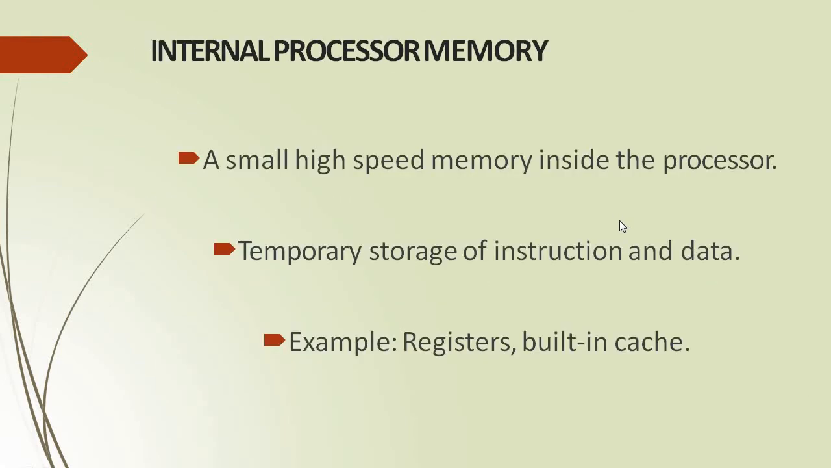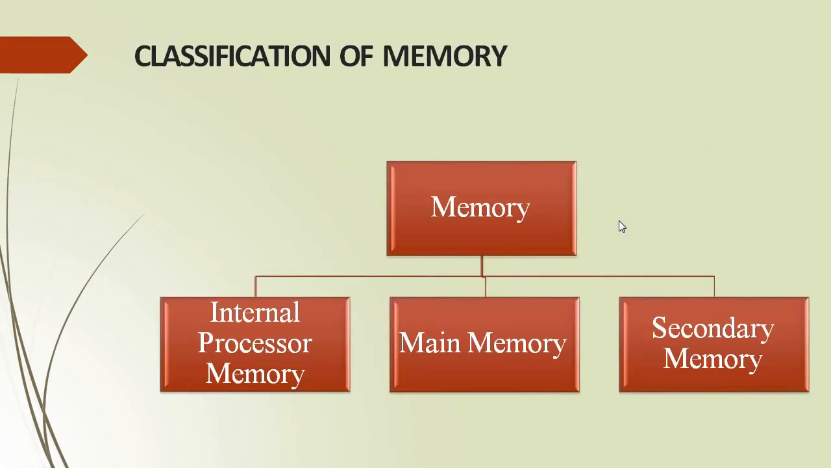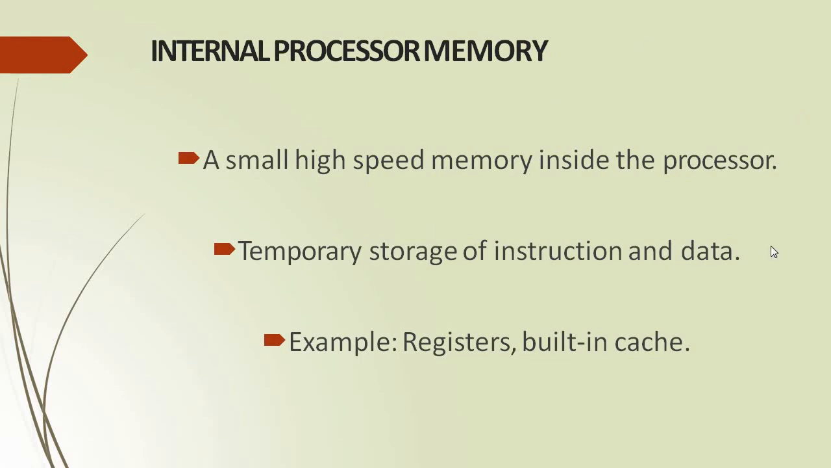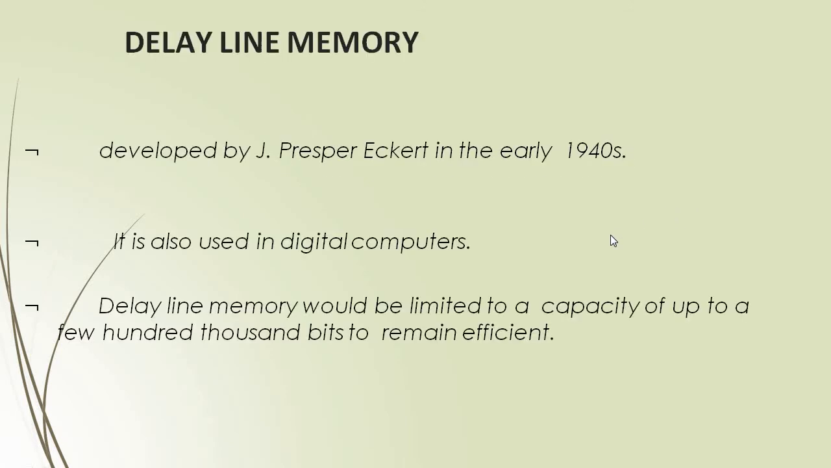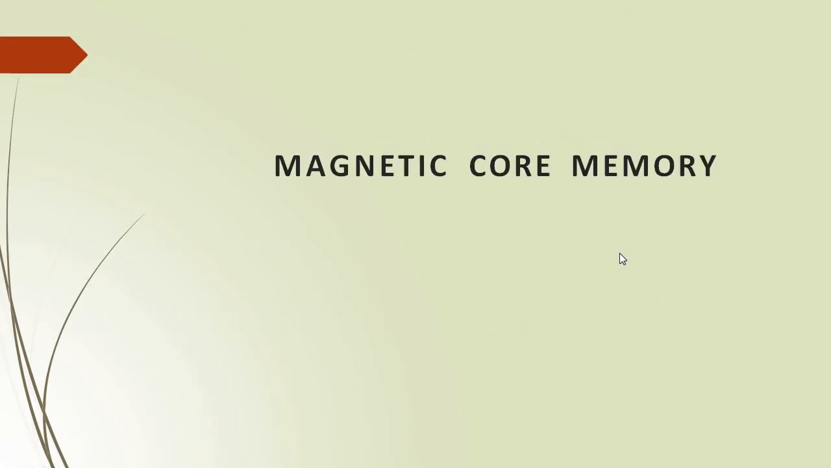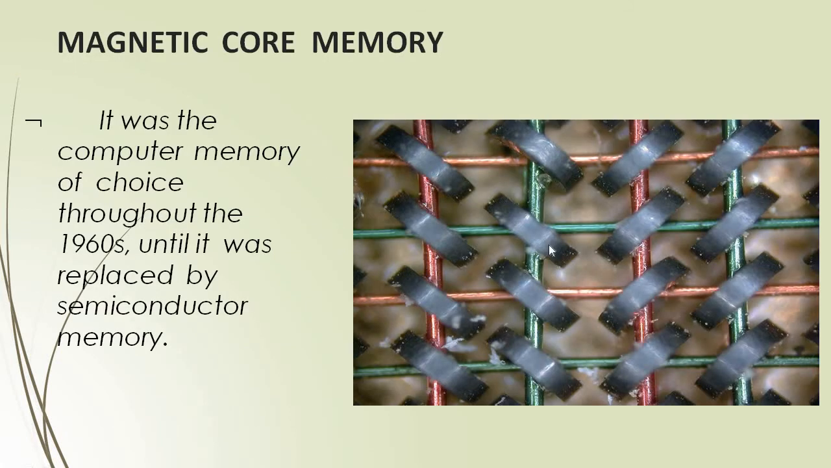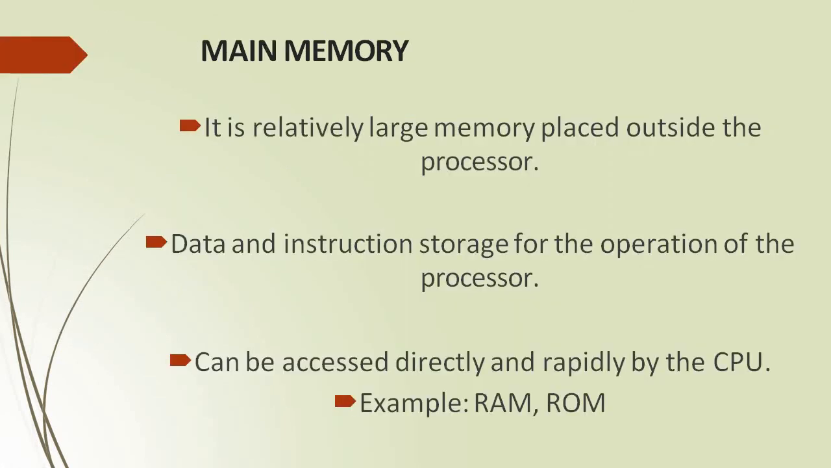In the next slide, we have covered the types of memory, that is the internal processor memory, main memory, and secondary memory. We have learned about internal processor memory, which is small, high speed memory. Then we have learned about delay line memories, what a delay line is, who developed it, and that it was used for digital computers. Then in the next slide we have learned magnetic core memory, which was replaced by semiconductors. Then we have learned about the main memory.